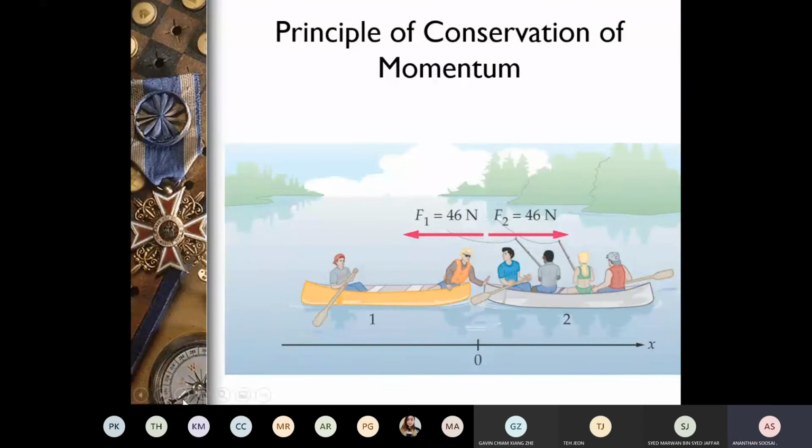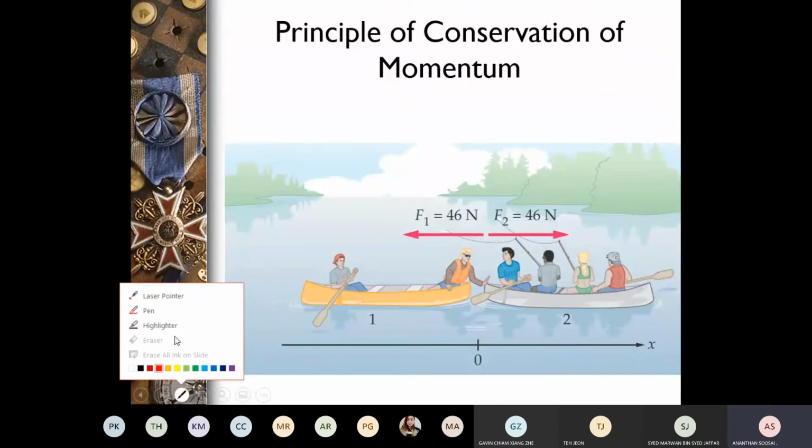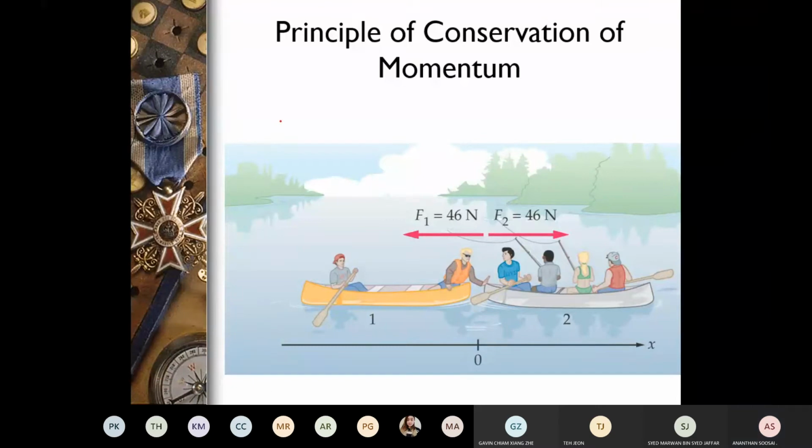So like last time, the formula. If you have two bodies, M1 moving with U1, and the second body, M2, moving to the right with U2, and after collision, M1, let's say, moves to the right with V1, and M2 also moves to the right with V2.